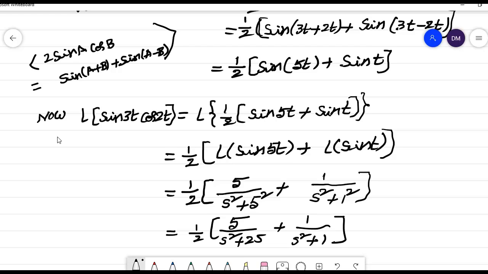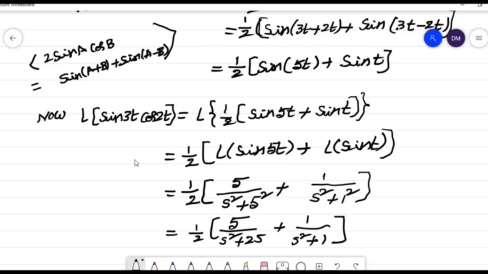See, in the first problem we have seen how to find the Laplace transform if the functions are in the form of addition. In the second problem we have seen that if the function is in the form of a square or cube, whatever it may be, we first expand it by using the formula, and then apply the Laplace transform to the individual functions. Coming to the third problem, if the functions are in the form of multiplication, by using a trigonometric formula I write that in the form of addition, and then apply the Laplace transform to the individual functions. That is the third problem.